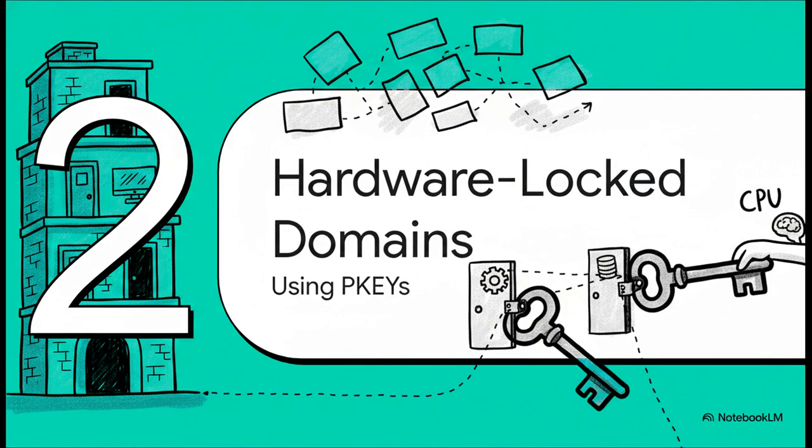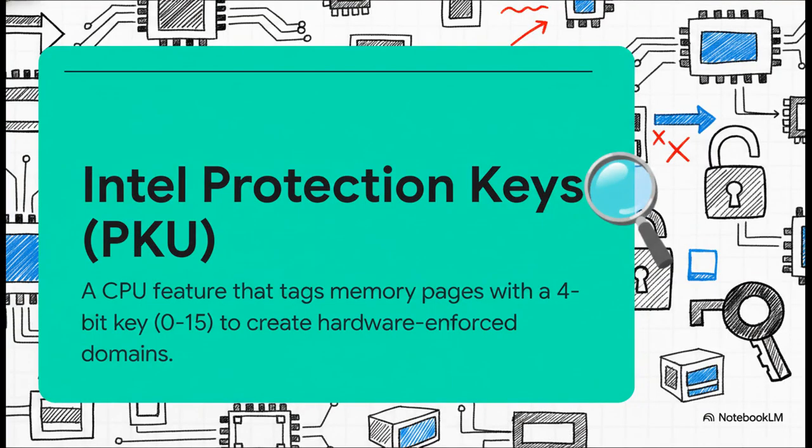The map gets this isolation done by creating something called hardware-locked domains. So if that shared memory is one giant building, this part of the map gives each critical system service its own locked room, and the CPU itself is the only one holding the keys. The tech that makes all this possible is called Intel Protection Keys, or PKU. It's a feature baked right into modern CPUs.